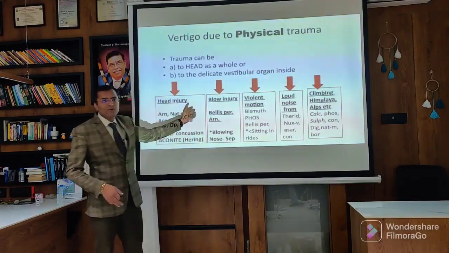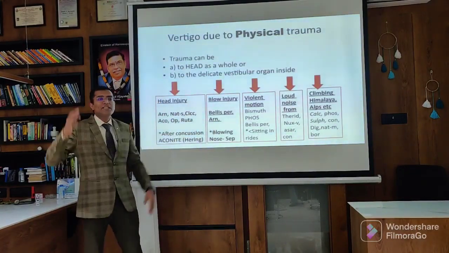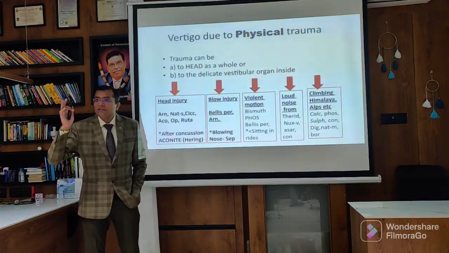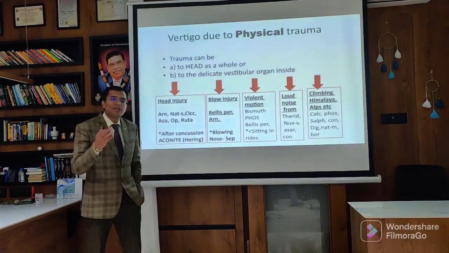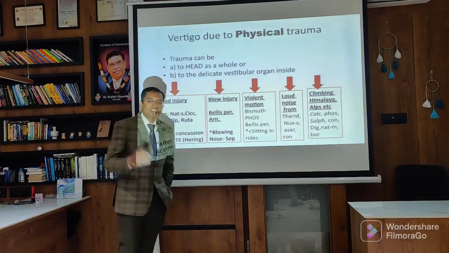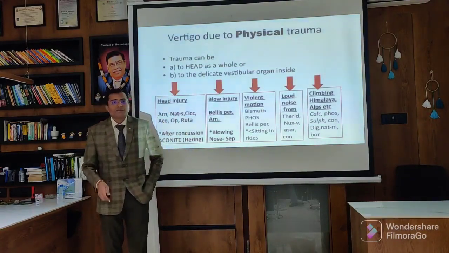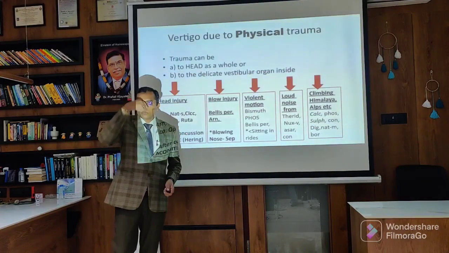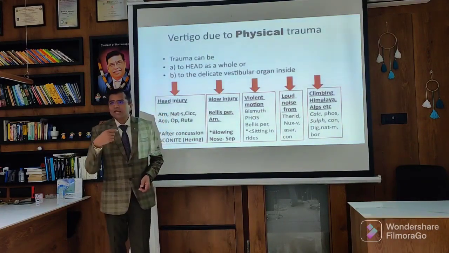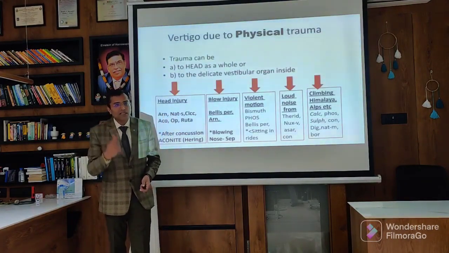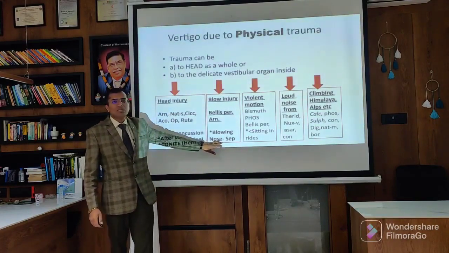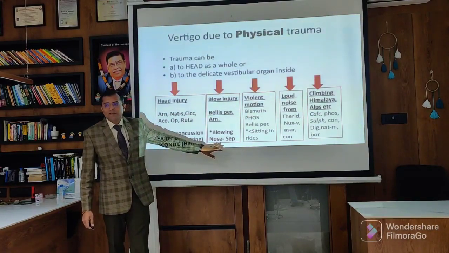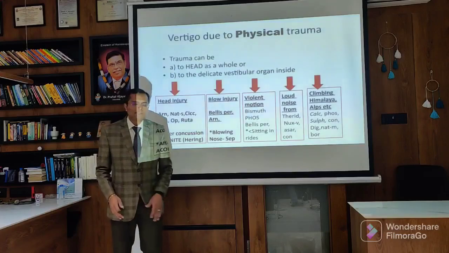This is apart from vertigo cases, but in vertigo also, when there is a blow to the head and the patient started vertigo, you can directly think of bellis perennis and arnica. Sometimes it happened from blowing the nose. So vertigo from blowing the nose, as soon as the cold is discharging and he starts getting giddiness, then very particular remedies safely. You know, these are the physical causes.